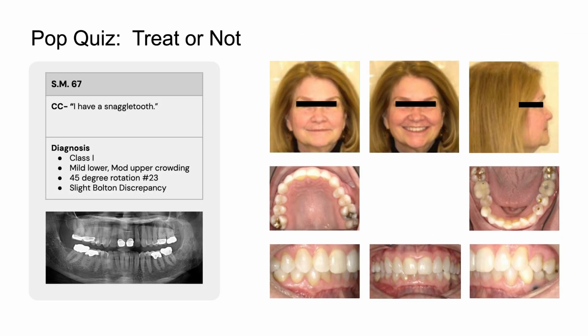Well, we got Susan here, and her chief concern was highly technical. I've got a snaggletooth. Her words. And if you look, she's got a snaggletooth. What she meant by that is that tooth number 23 was not only displaced because of crowding, it had made itself fit in there by rotating about 45 degrees. But good news is she's got class one.